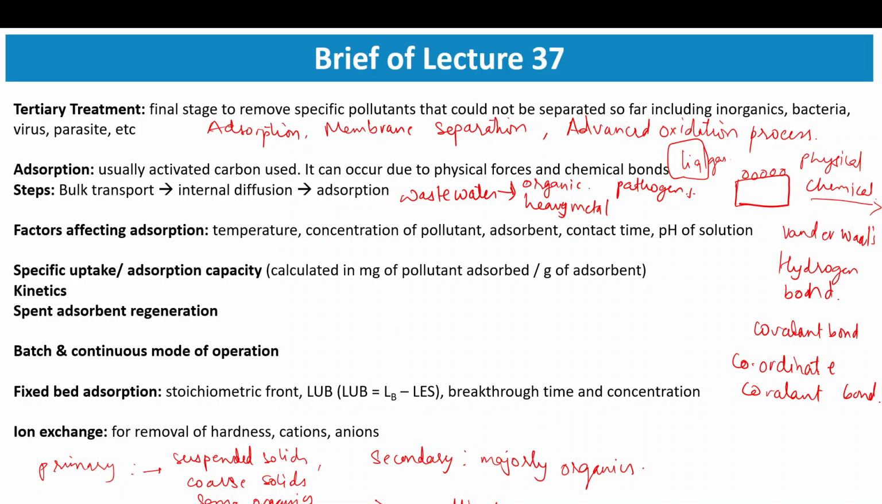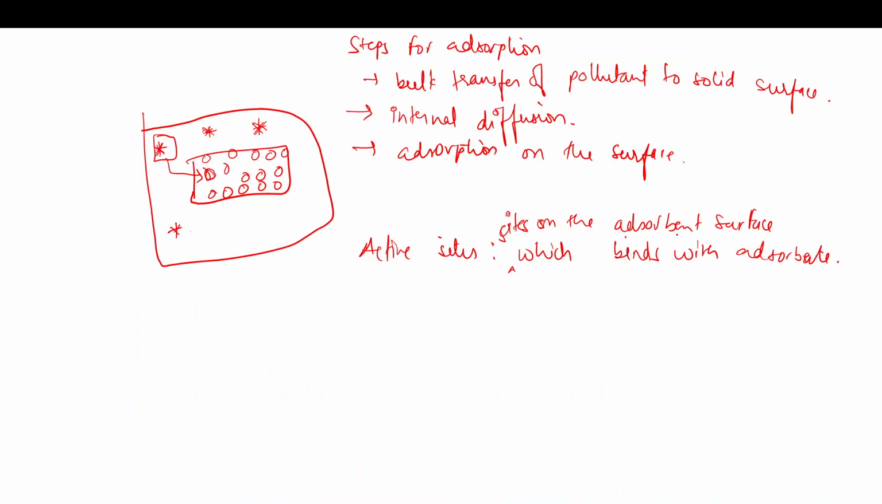Now coming to the factors affecting the adsorption process, these include temperature, concentration of pollutant, the amount of adsorbent, the contact time, and pH of the solution. So let's see, what is the role of temperature? Temperature can favor adsorption, which can be an endothermic or exothermic process, and mostly it is an exothermic process.